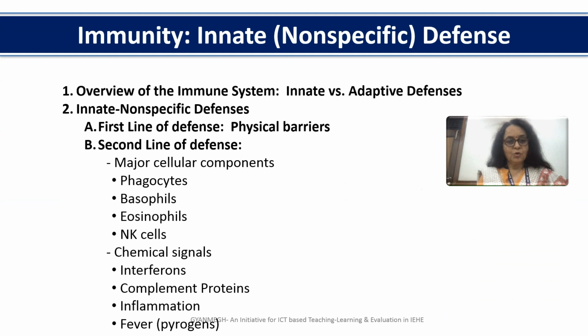This is an overview of the immune system in which we will cover innate immunity, first line of defense, which are physical barriers. In the second line of defense, we will cover major cellular components like phagocytes, basophils, eosinophils, NK cells, chemical signals, interferons, complement proteins, inflammation, and fever.